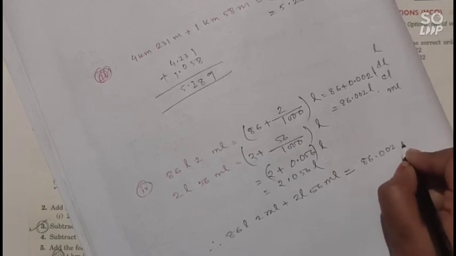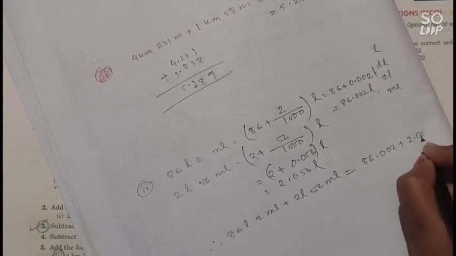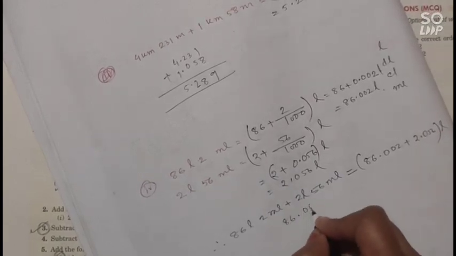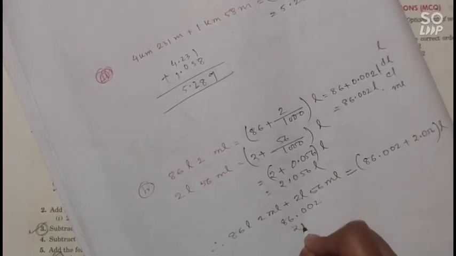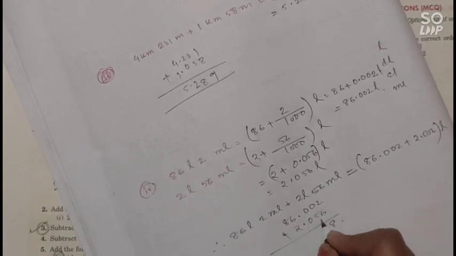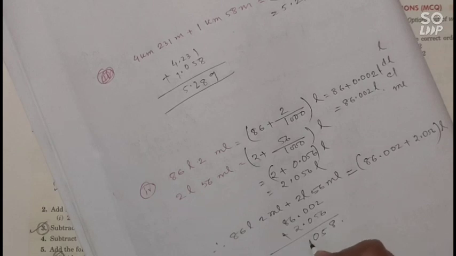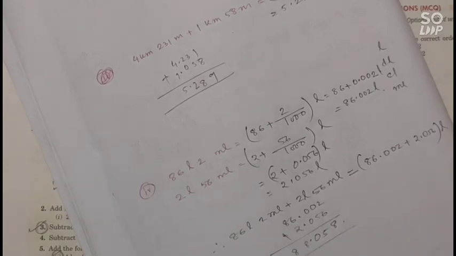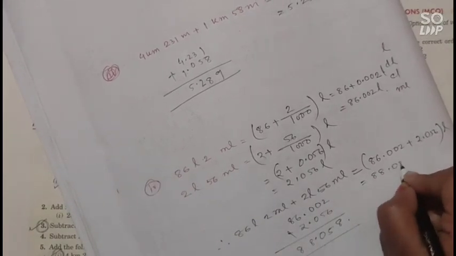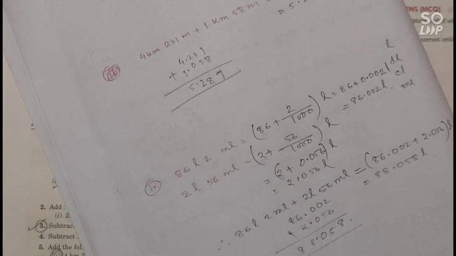Now you have to add 86 liter 2 ml plus 2 liter 56 ml, equal to 86.002 plus 2.056 liter. That is 88.058. 88.058 liter. I hope all of you can understand this.